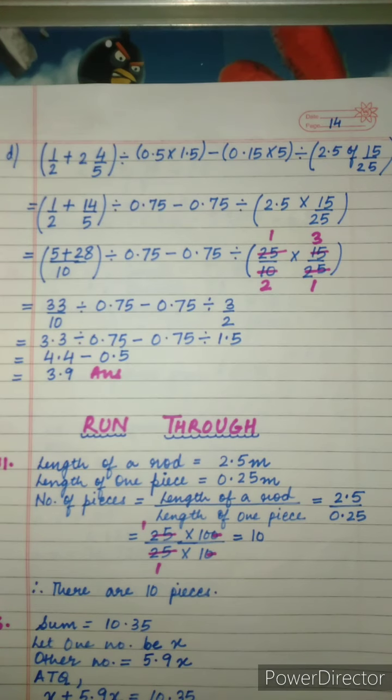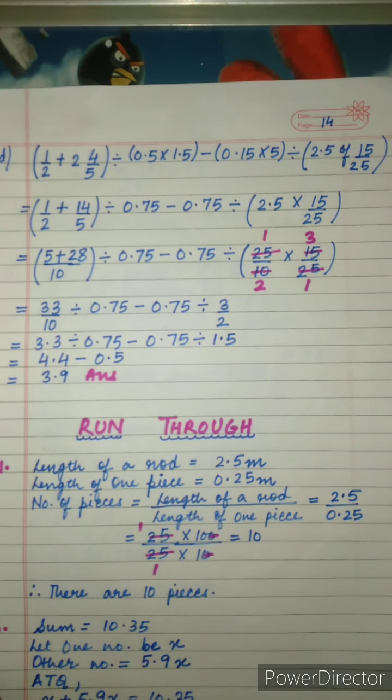Now come to question number 16. We are given the sum of two decimal numbers is 10.35. If one number is 5.9 times the other one, find the numbers. So here we have written the sum given to us is 10.35 and one number we have let be x. The other number, we are given 5.9 times the other, that is 5.9 times x.